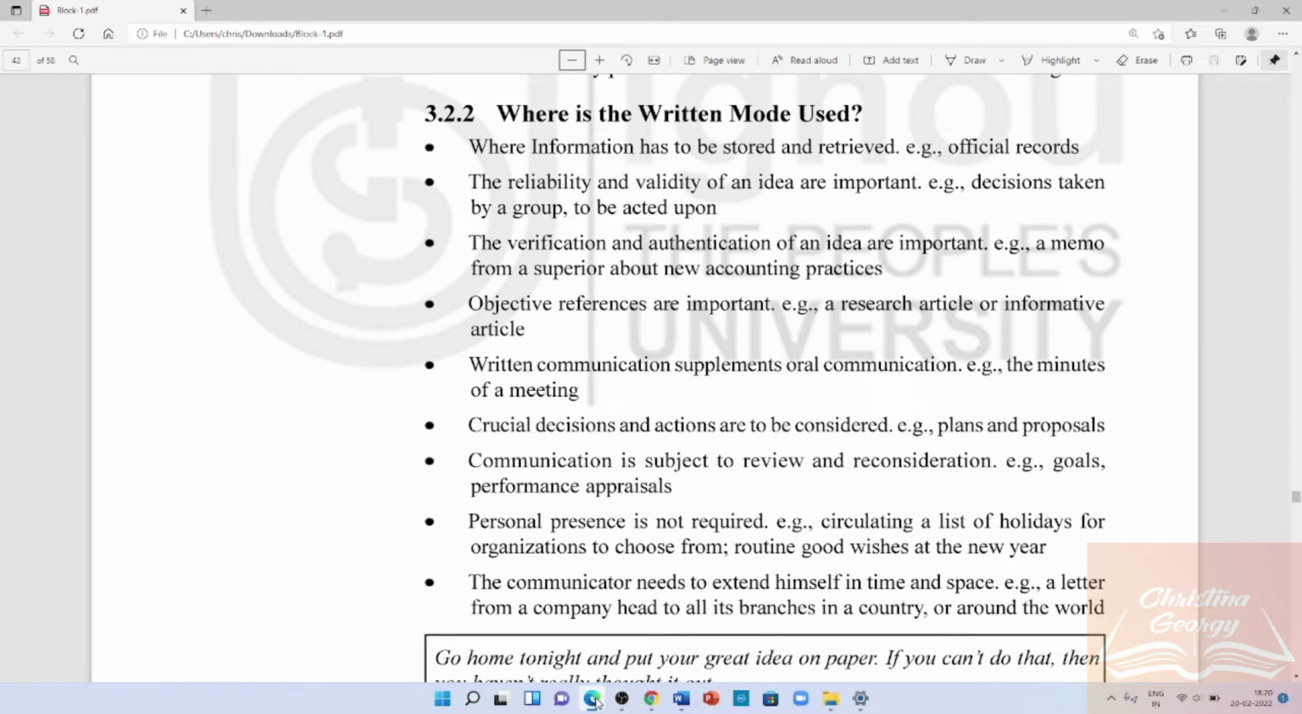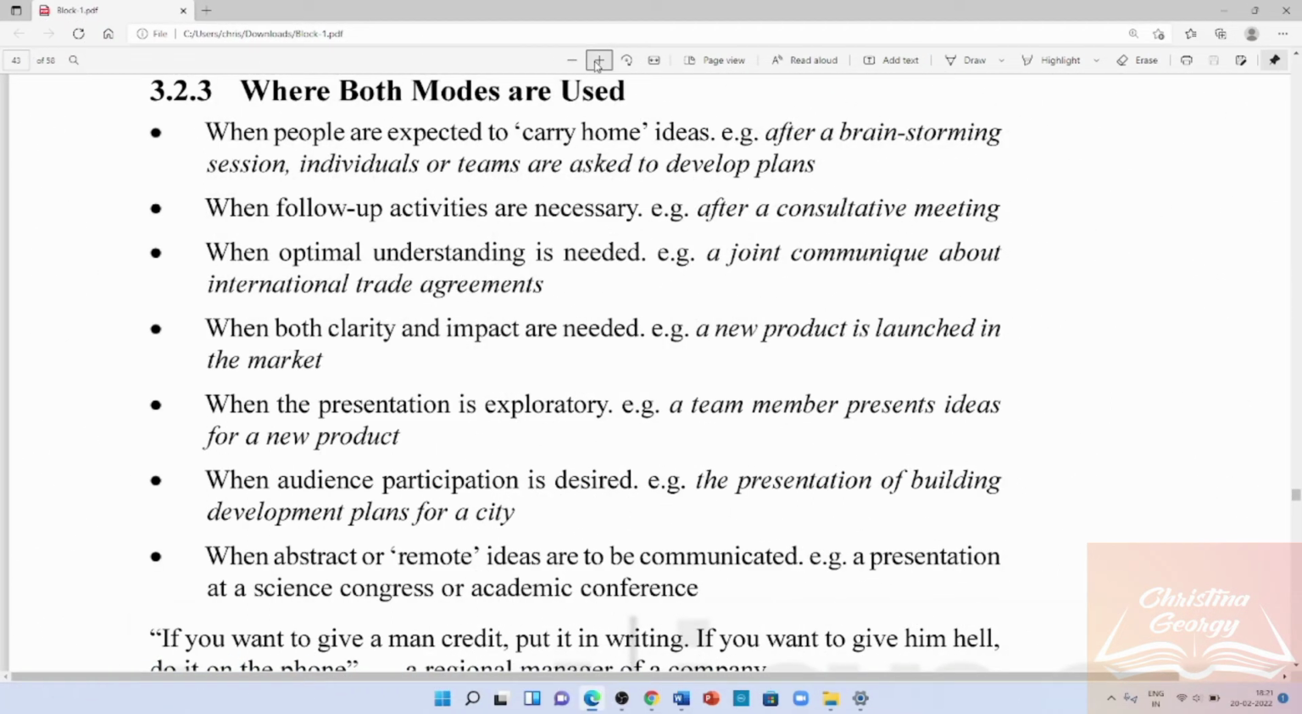We choose this mode in cases where personal presence is not required. Similarly, the communicator needs to extend himself in place and time at times, and then this written mode would be the preferred mode. Now, aren't there circumstances where we use both these modes? Of course. So let's have a look at such situations.